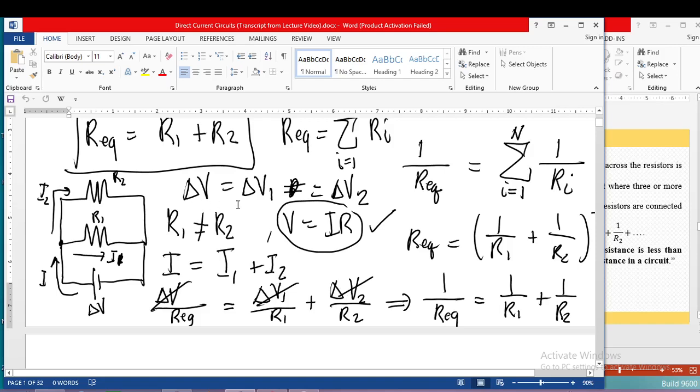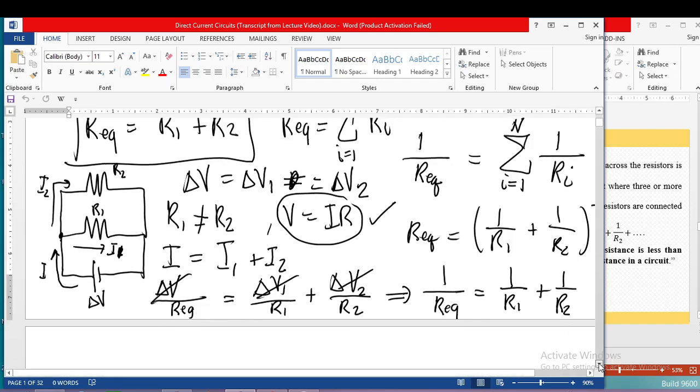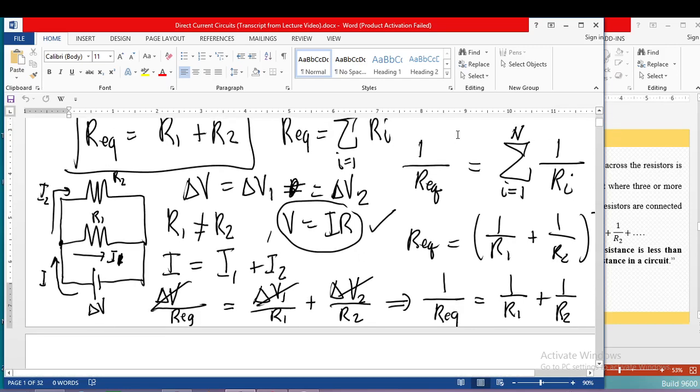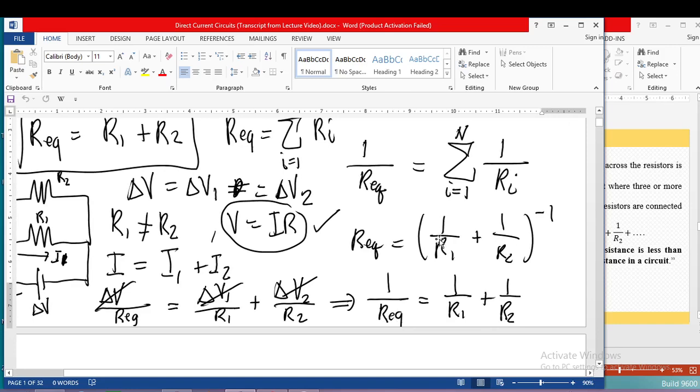Then since all of the voltages are equal, we can cancel them out for both sides of the equation. So what's left is 1 over Req is equal to 1 over R1 plus 1 over R2. Okay, so we have this one here. Now, to find the equivalent resistance, we just have to take the inverse. So that is why we have negative 1 here.